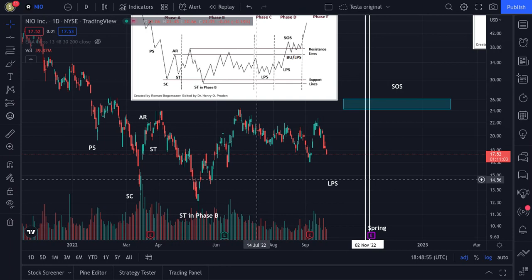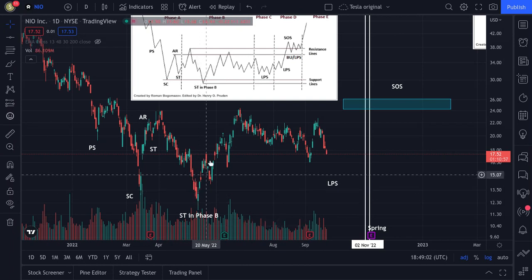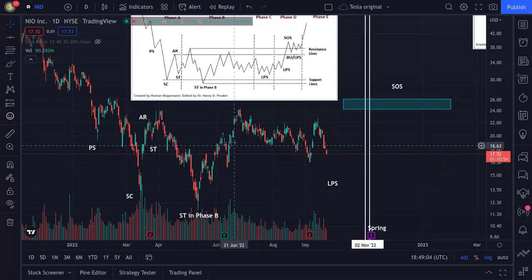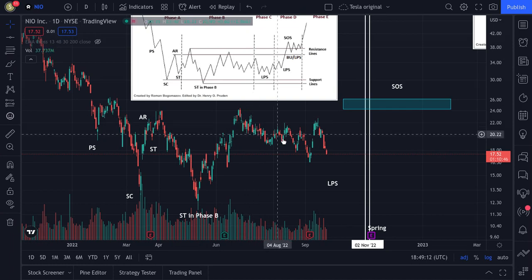And what happened after the low came? This would be the secondary test in phase B, just like that right over here. And then what happened was NIO starts to slowly rally to the upside, approaching the month of June, near the end of June, just like this phase B part. Then after that, NIO started declining a bit, showing some strength, pushed up a little bit, and it came down.